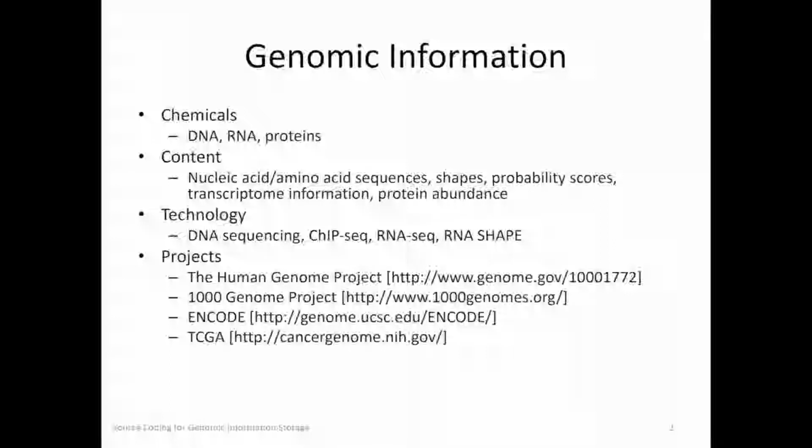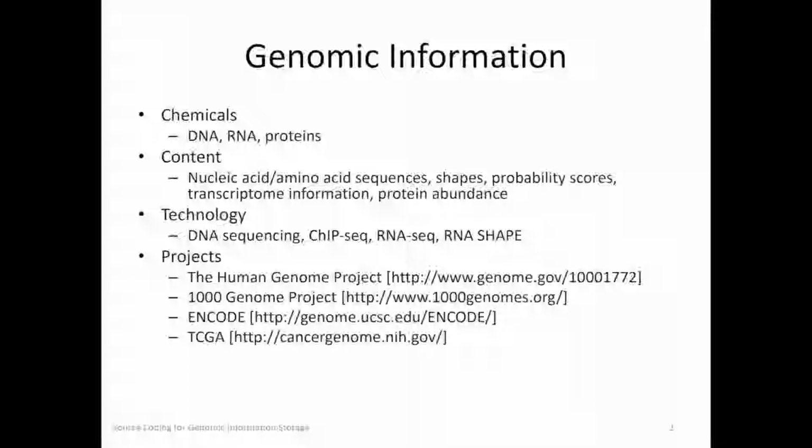and so forth. And in recent years, quite a few technologies have been developed to help us obtain such information. For example, DNA sequencing, ChIP-seq, which helps us to know the interaction between DNA and proteins, RNA-seq, which tells us information about RNAs, and also RNA-shape that tells us the shape of the molecules. And also, there are quite a few initiatives that try to obtain, store, and analyze such information. For example, the Human Genome Project, the 1000 Genomes Project, ENCODE, TCGA, and so on.